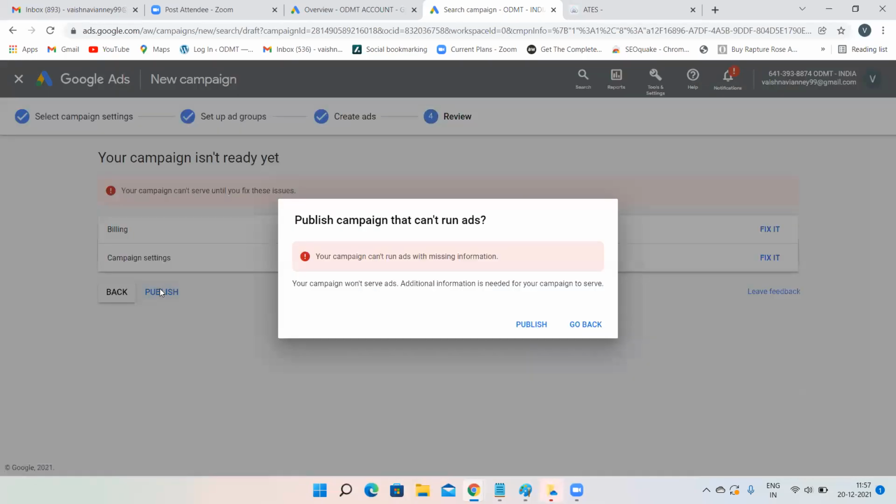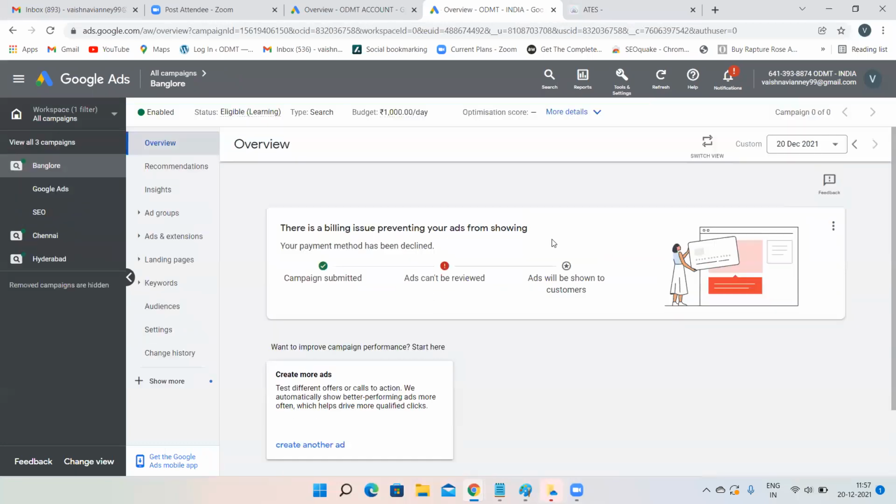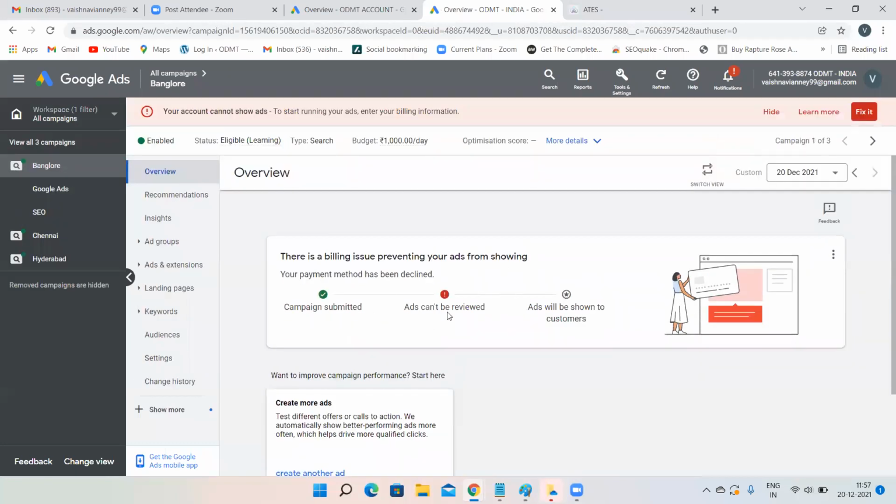Publish. Because I have not given billing details, it is telling like that, no worries. Still you can run your ads. Campaign submitted, ads can't be reviewed. Why can't your ads be reviewed? Because you have not paid the money.